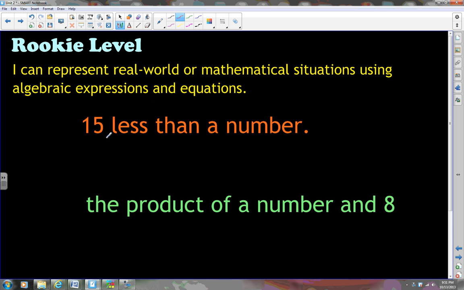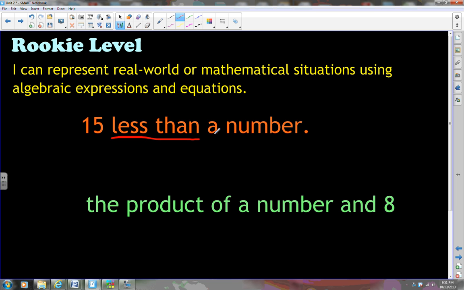We have two of them today, and the first one says 15 less than a number. As we write our algebraic expression for this, we want to look for any keywords that we have. My keyword here is less than. Now I know this represents one of my four operations, either add, subtract, multiply, or divide.